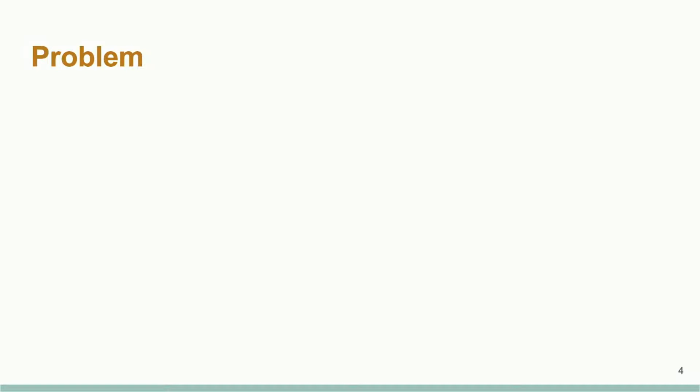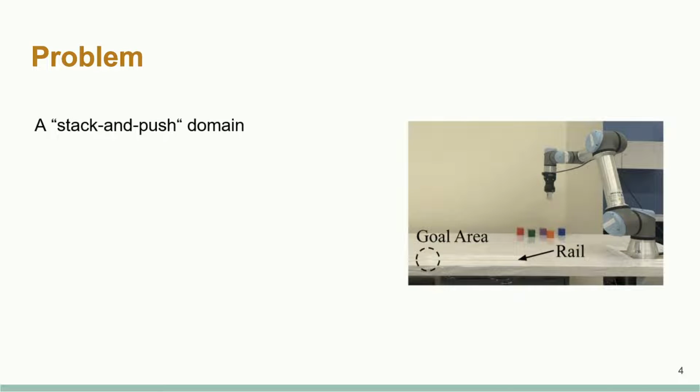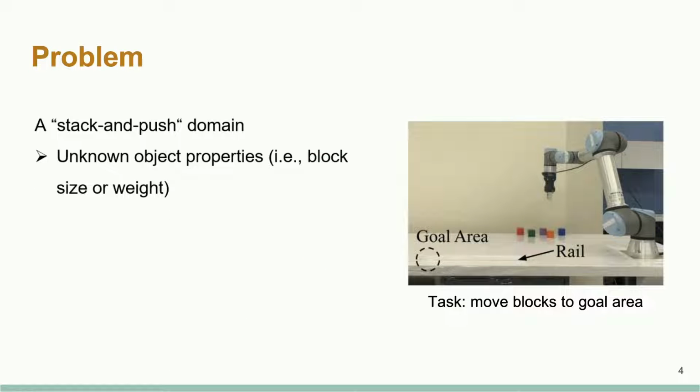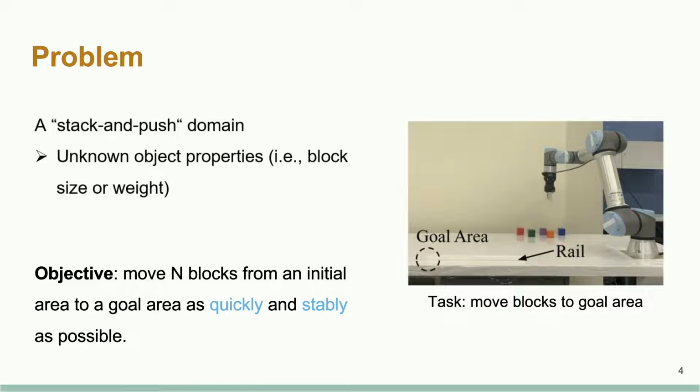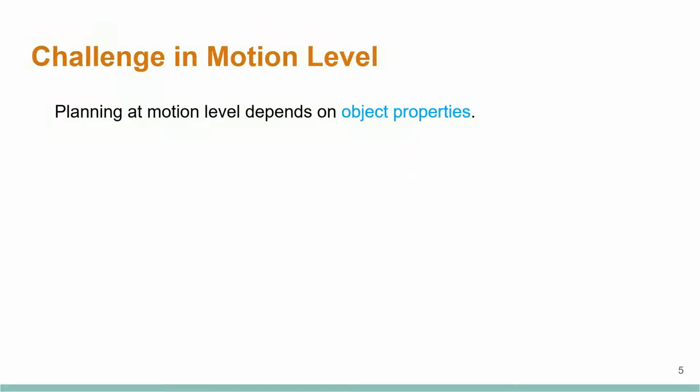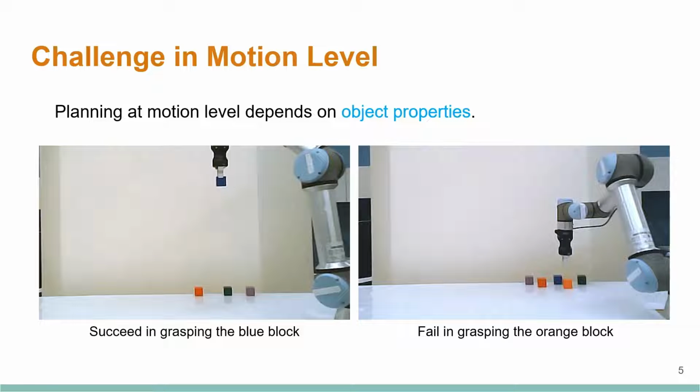In our work, we consider a stack and push domain, where the robot repeatedly builds a block tower and then pushes it to a goal area. In this task, the robot does not know block size and weight. Our objective is to move blocks from an initial area to a goal area as quickly and stably as possible. It is not easy to address this problem, because planning at the motion level highly depends on the estimation of object properties. Now, let's see two video examples.